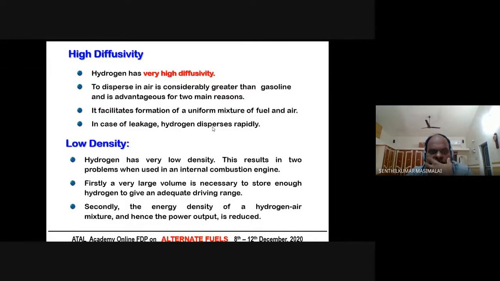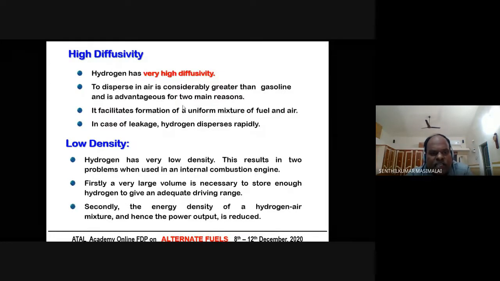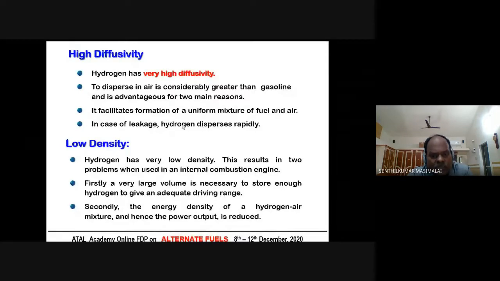In the case of our LPG, when any leakage occurs in an LPG cylinder, we have observed in many places gas cylinder explosions. This is because of the accumulation of the fuel. In case of leakage, LPG will accumulate near the cylinder itself. Whereas in our hydrogen case, in case of any leakage, hydrogen will move out. It will disperse quickly, rapidly. So in one way we can say that hydrogen is safe to handle because of the high diffusivity.